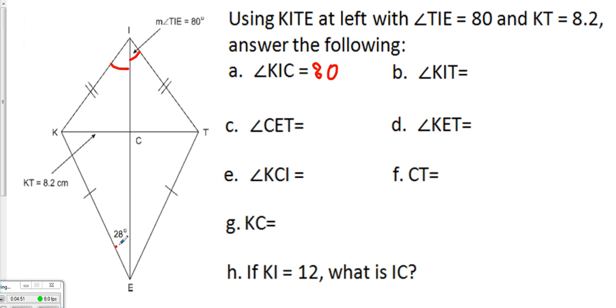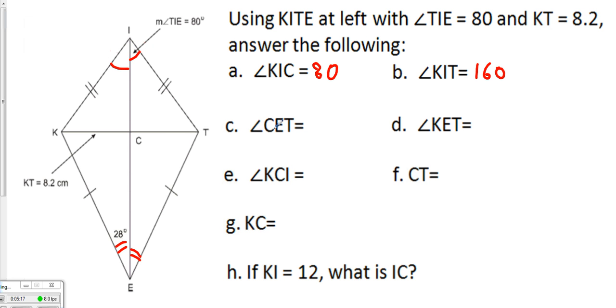And down here, this one is the same as this one. So when we get there, we'll write that one in as well. The next question, KIT. So from here, here, here, this larger angle. Well, if this one is 80 and this one is 80, this one would be 160.